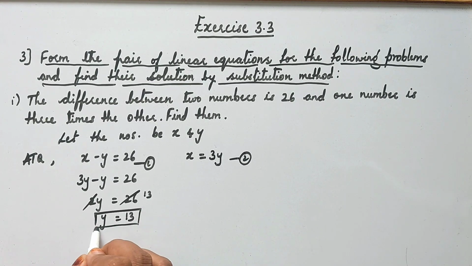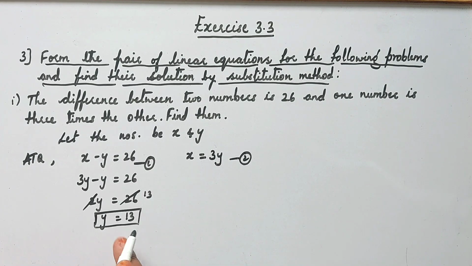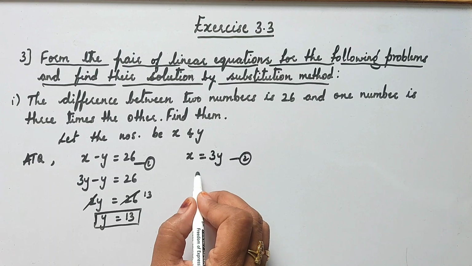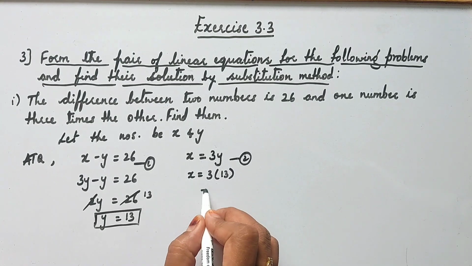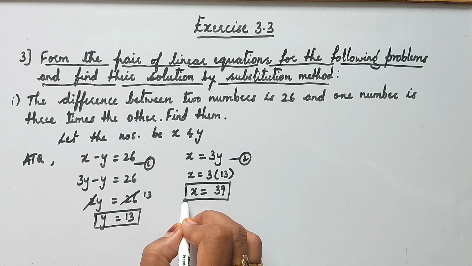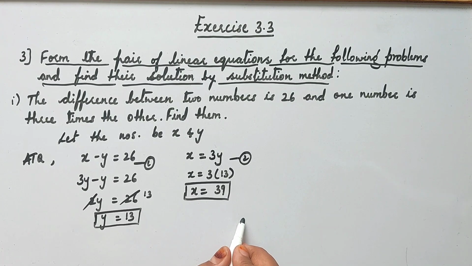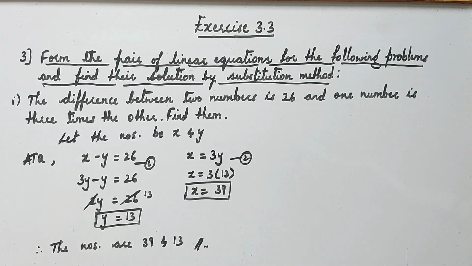So we got one solution. Now let us find the other solution by substituting the value of y in equation 2. So x equal to 3 into 13, 13 threes are 39. So we got the value of x as 39. Therefore, the numbers are 39 and 13. I hope this is clear to you all, students, right?